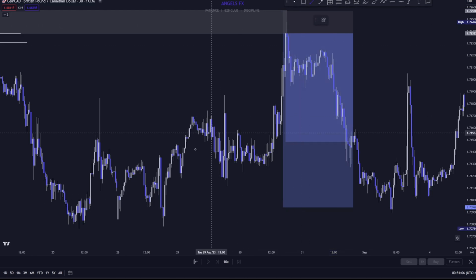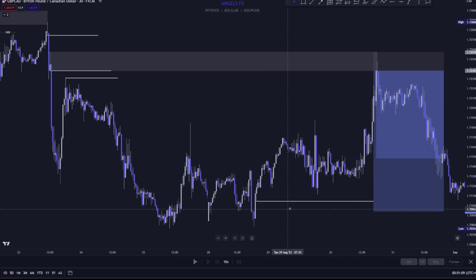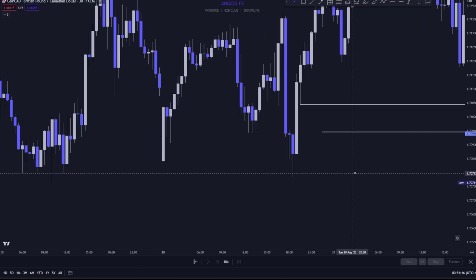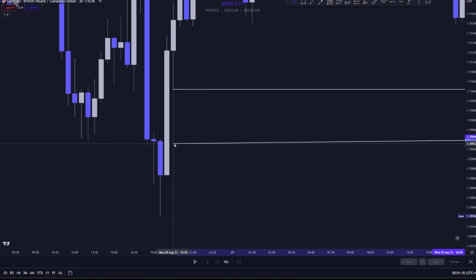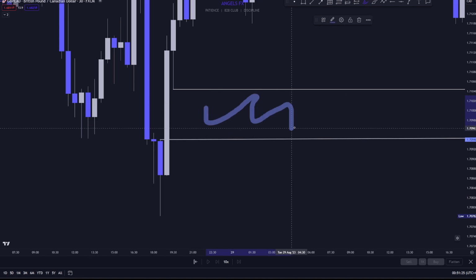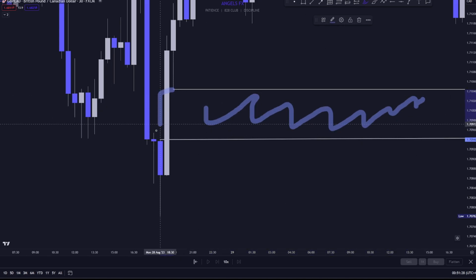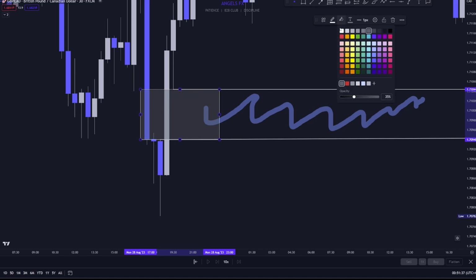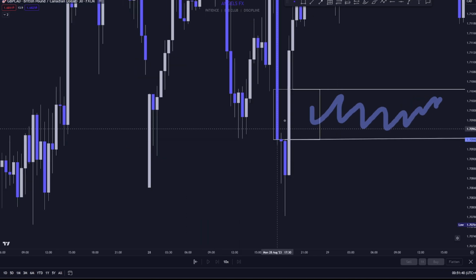Why? Because we have another imbalance here from this wick to this wick, okay? From the first candle's wick to the third candle's down wick. So this is our imbalance. This is our gap. Look at this gap, okay? Let's mark it white, and so this is our gap.